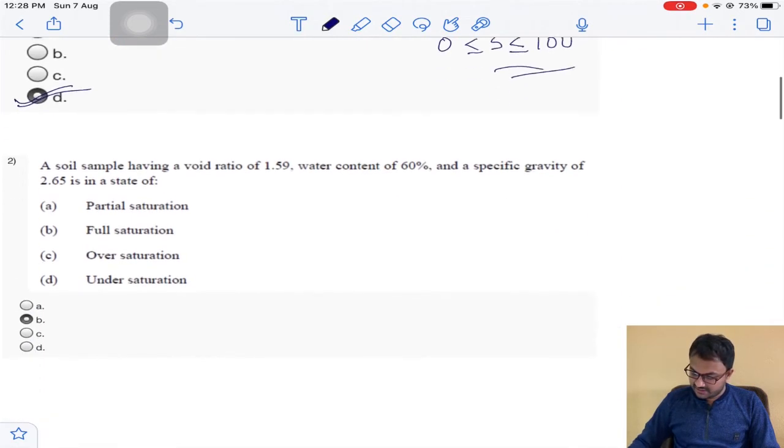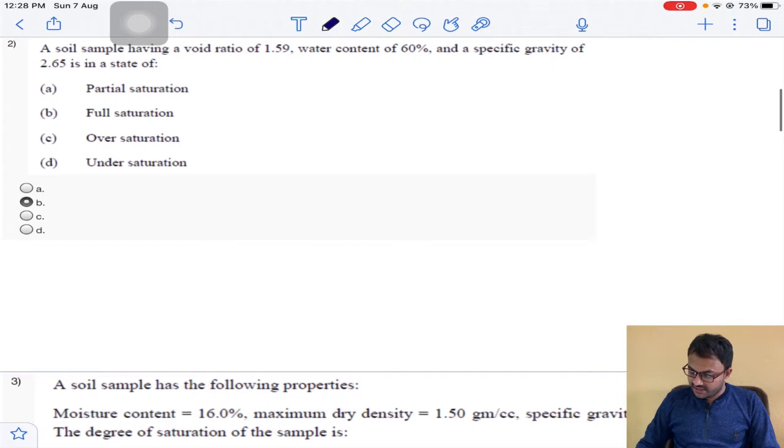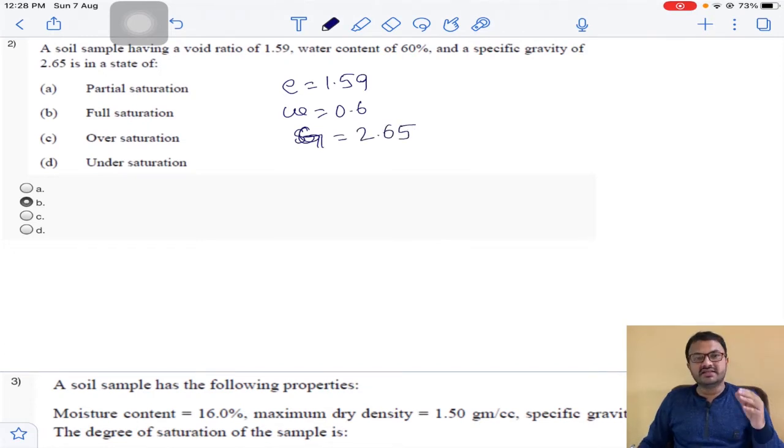Coming to the next question, he has given void ratio e is equal to 1.59. A soil sample having a void ratio 1.59 and water content w is equal to 60%, I am writing here as a fraction, it is 0.6, and specific gravity G is equal to 2.65. This soil is in which state? The options are partial saturation, full saturation, under saturation, or over saturation.